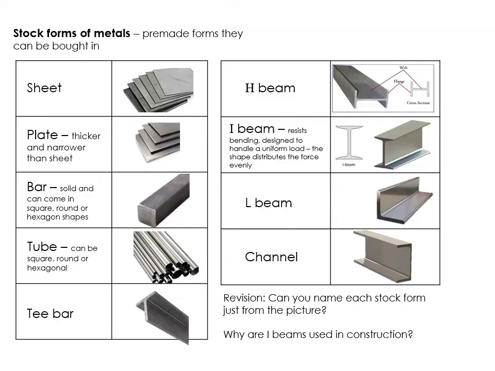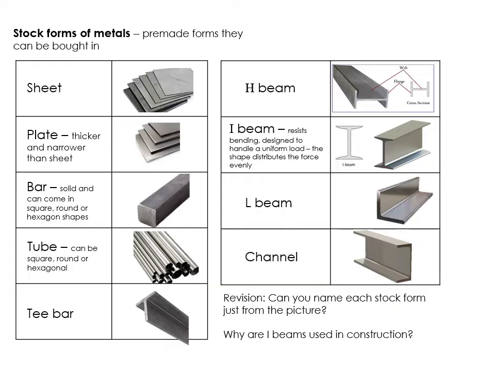You can get them in bar. This just means solid, so it doesn't have to be a square section like the one in the picture here. It can be round, it can be hexagonal. So if it's a solid piece of aluminium bar, that's what it is. It's a bar. Tube, obviously, is hollow, but it can be square, round, or hexagonal. It doesn't have to be circular. And then we get to the different shapes.